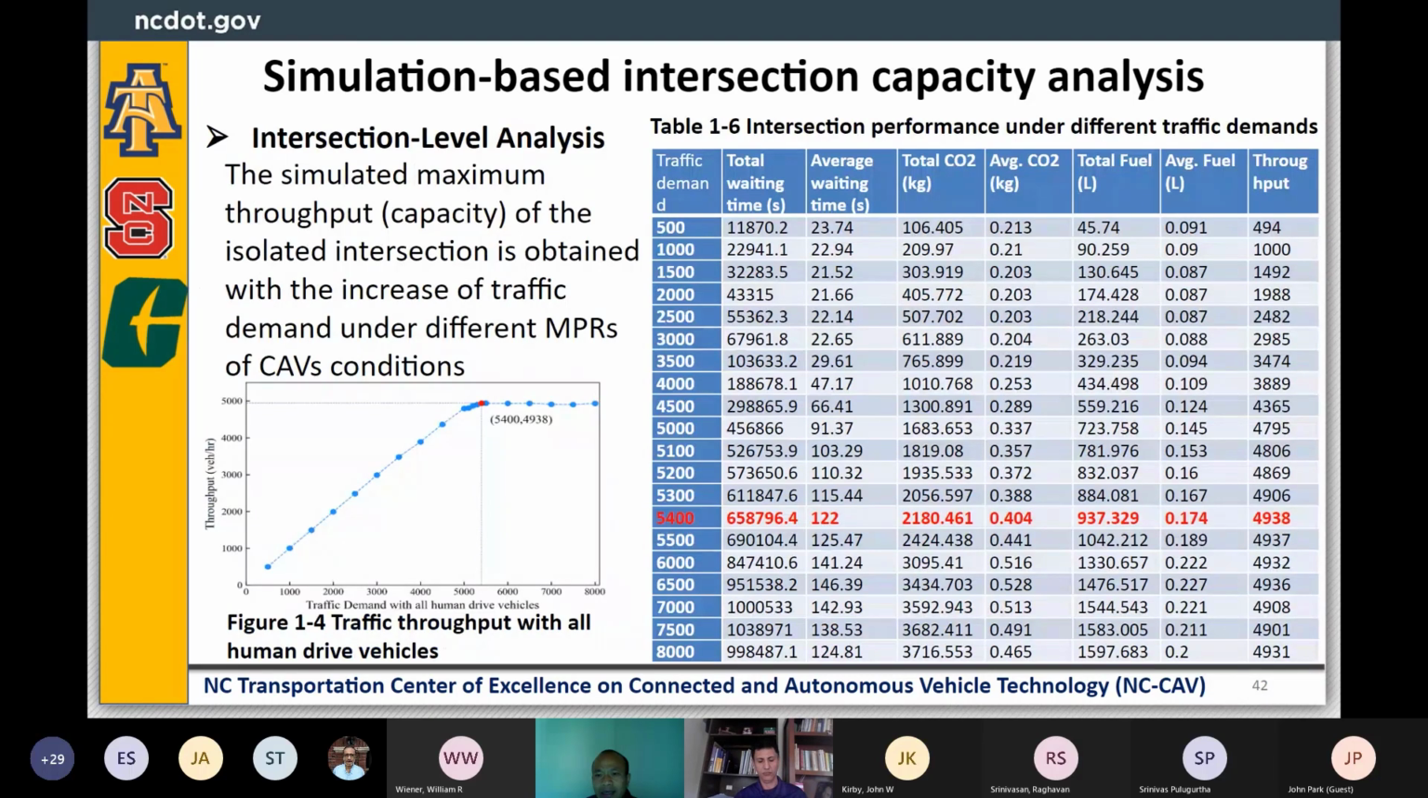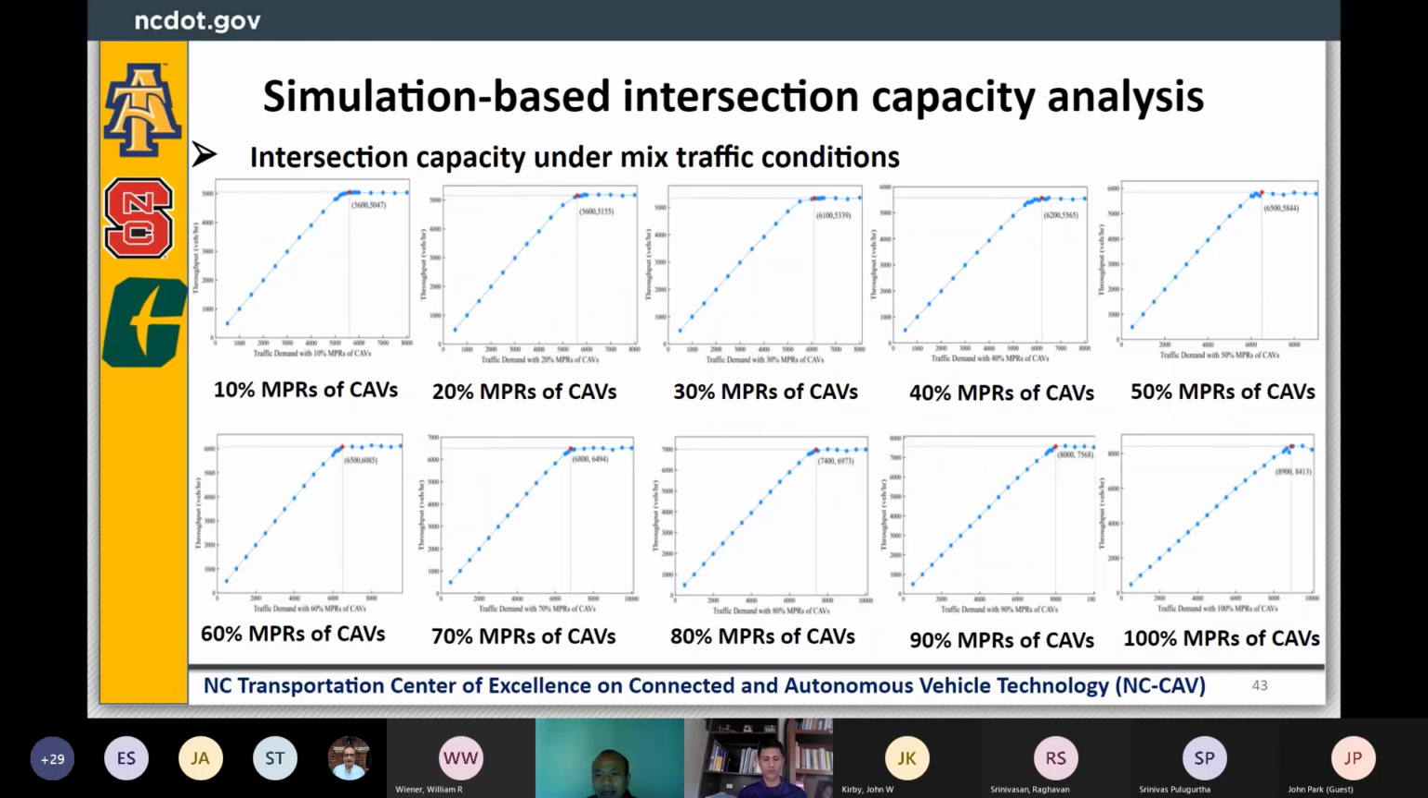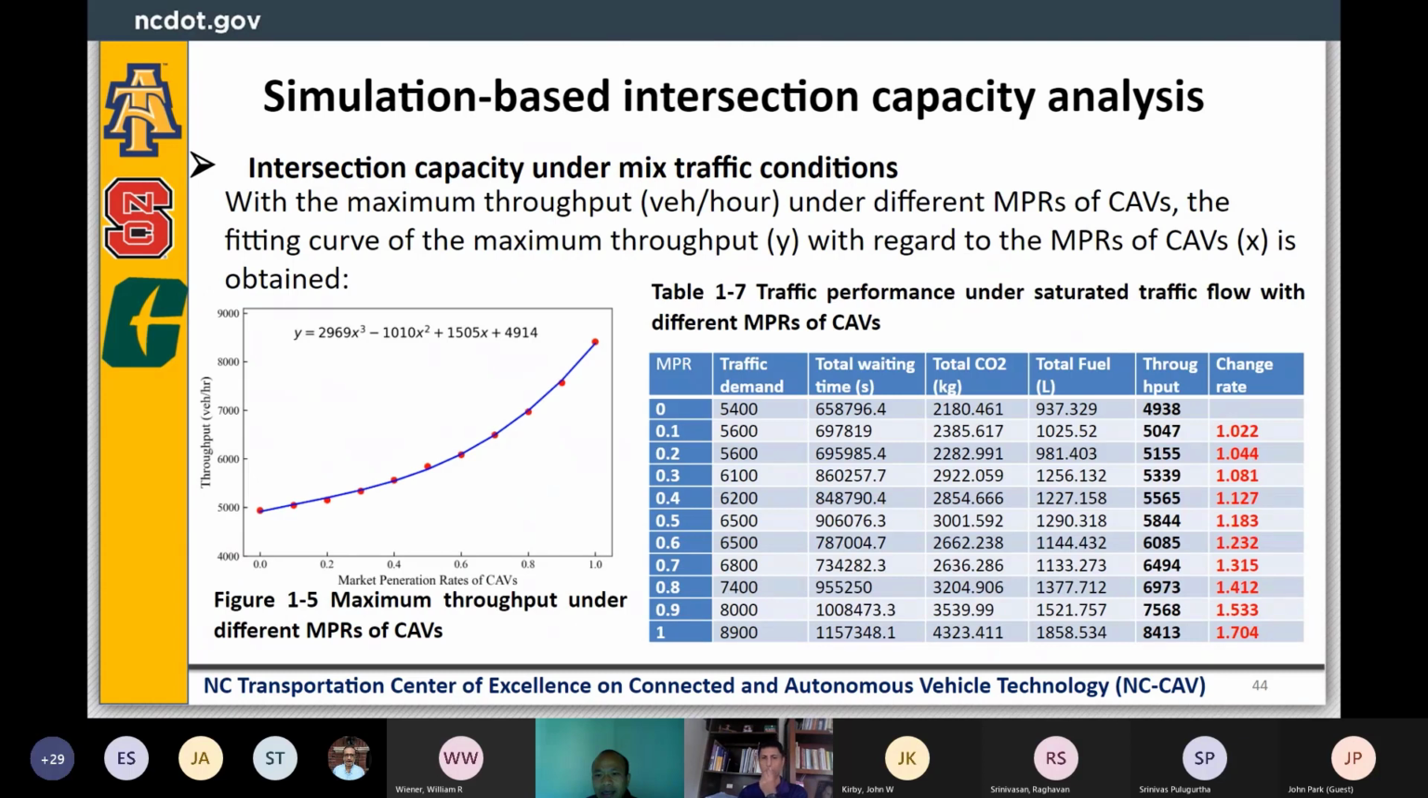So these slides basically show the maximum throughput we obtained based on different demand. They are highlighted in red, as you can see here. That row basically shows the maximum throughput based on the traffic demand of 5,400. Next slide, please. And then these slides basically show the intersection capacity based on different market penetration rates of CAVs. And then next slide. So table 1-7 shows the traffic performance under saturated traffic flow at different market penetration rate levels. And next slide.